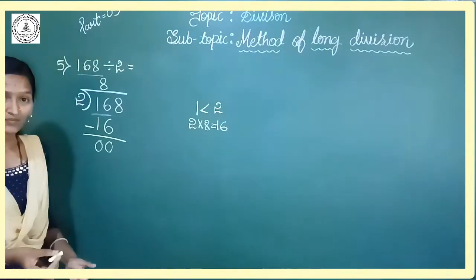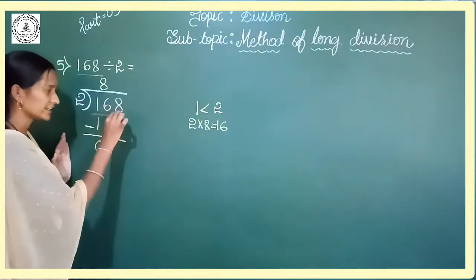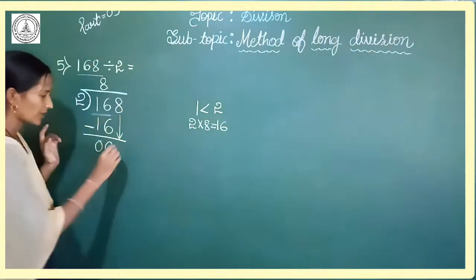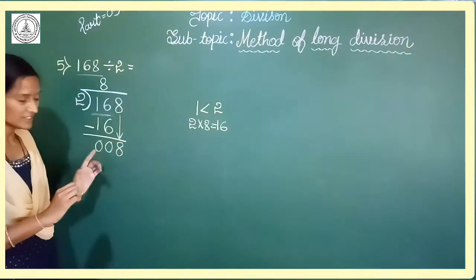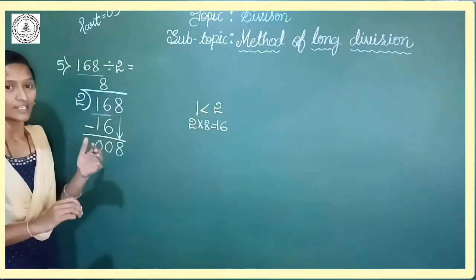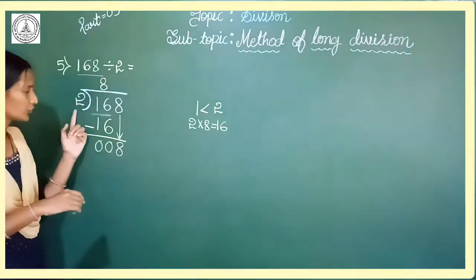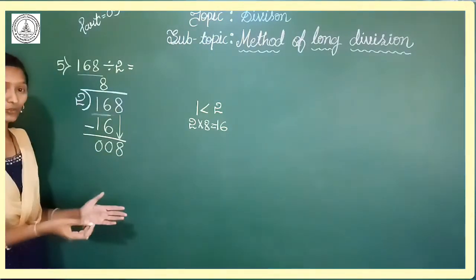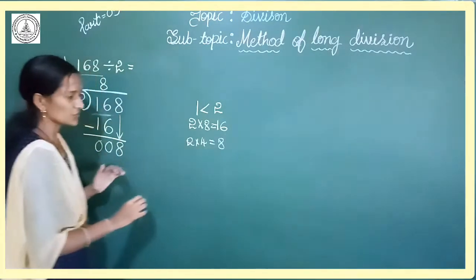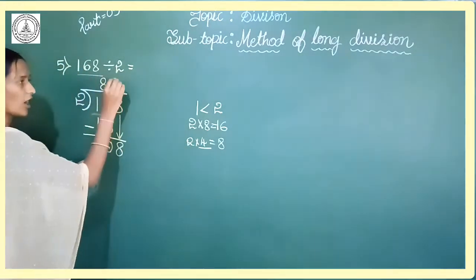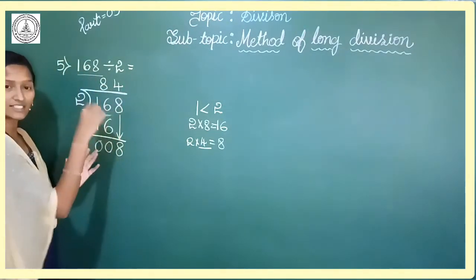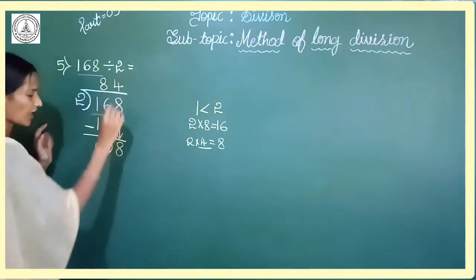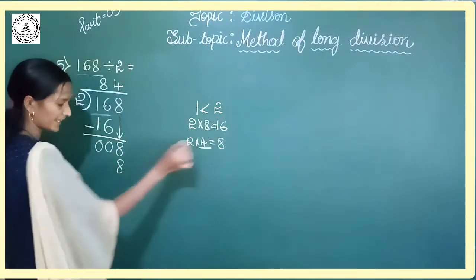So what is the next step? Bring this 8 downside. So here in the place of ones, 8 is there, right? So I am writing this 8 here, in front of this 0. Right? Yes. Now once again in the table of 2, how many 2's are equal to 8? Yes, in the table of 2, 2 4's are 8. Right? So I am writing this 4 above this 8 because this 8 is in ones place. See here, 2 4's are 8. So write this 8 here.